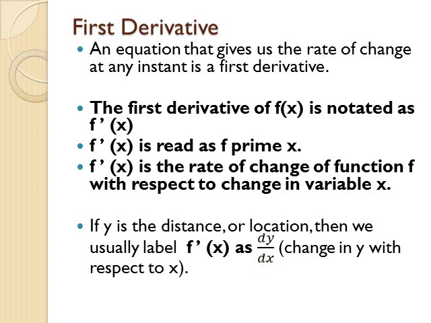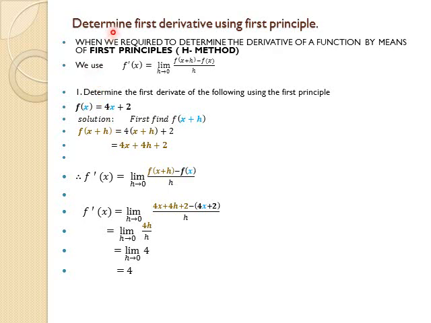So let's look at the problem. Determine the first derivative using first principles, very important. When we're required to determine the derivative of a function by means of first principles, the old school method, they call it the h method, we use f prime x, meaning the first derivative of x, equals the limit as h tends to 0 of f(x plus h) minus f(x) over h.